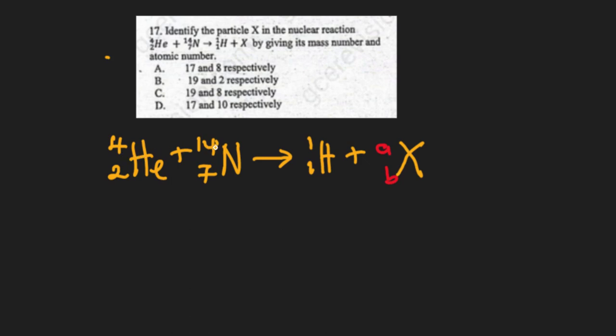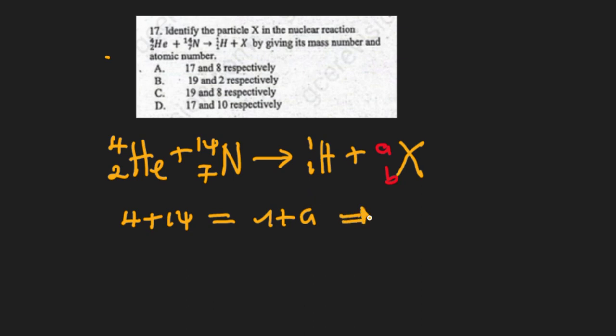P4S3. Question 17. Identify the particle X in the nuclear reaction by giving its mass number and atomic number. So for the nuclear reaction, we are interested at having the mass numbers on the left hand side to equal those on the right hand side, and the atomic numbers on the left hand side to be equal to the atomic numbers on the right hand side. So let us write out the expression. For the equation to be balanced, the mass numbers on the left hand side should be equal to the mass numbers on the right hand side, which means that I have 4 plus 14 to be equal to 1 plus A.